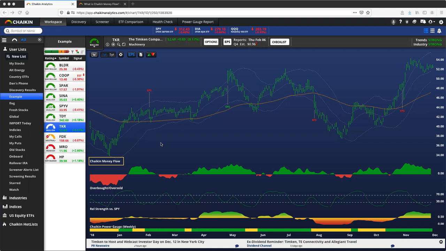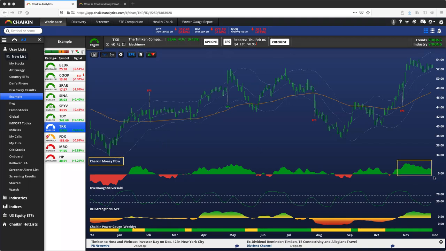Large institutions may sell over short periods of time. You may see a little bit of red money flow. That is very common even in a stock that is on its way up, up, up. This stock TKR has gone up recently, but has been up and down throughout the course of the year. But money flow has stayed solid.